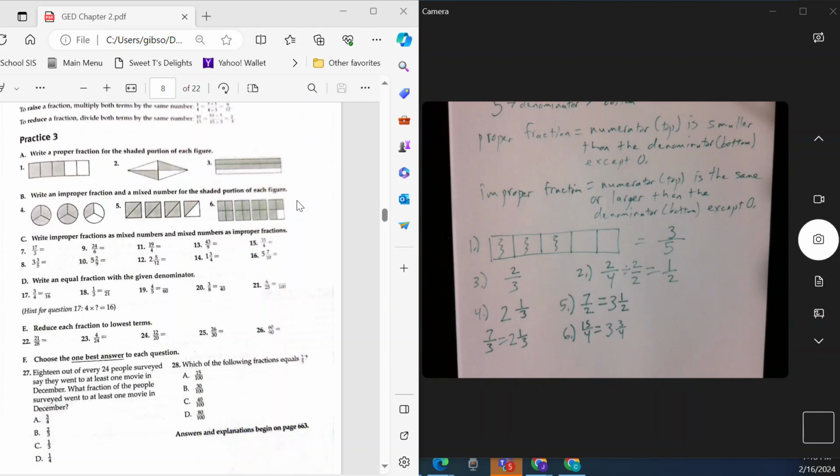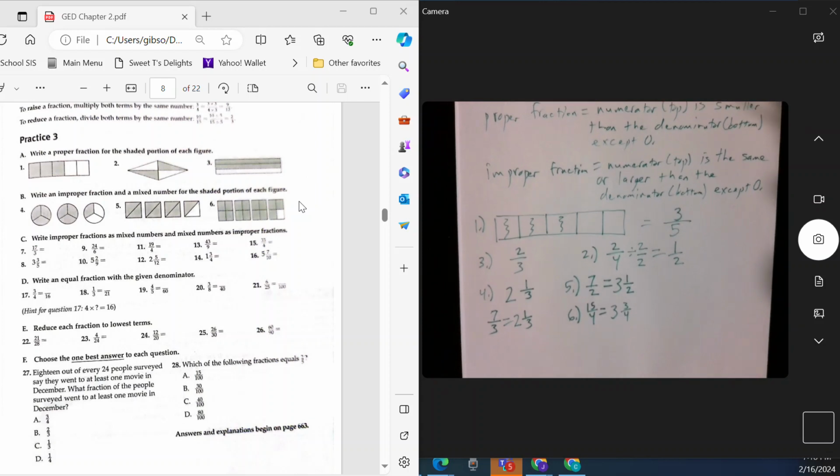Now we look here at problems 7 through 16. It says write improper fractions as mixed numbers and mixed numbers as improper fractions. Okay, so let's take a look at number 7. We have 17/3. So we want to change this improper fraction because we notice the top is larger than the bottom, so it's an improper fraction. We want to write this as a mixed number.